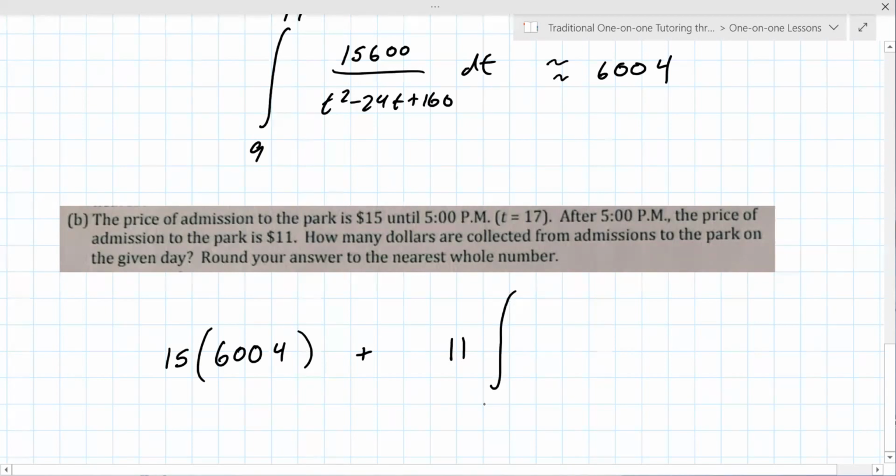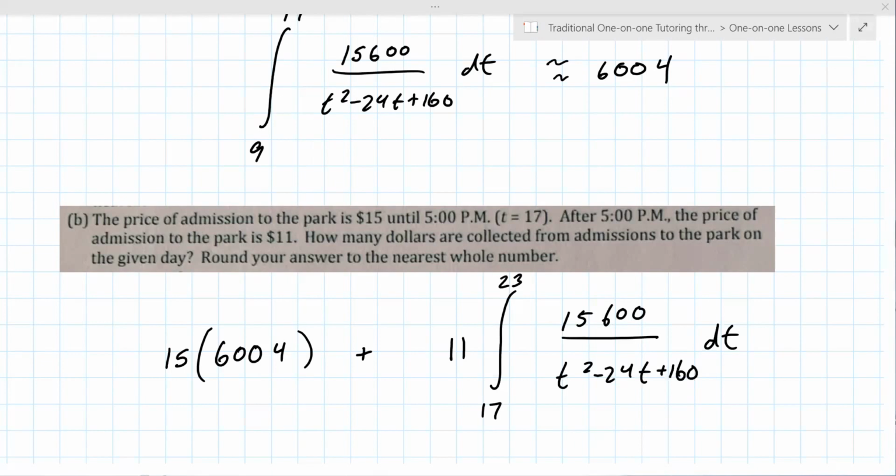So that's from 17 to whenever it closes, and it closes at t equals 23 or 11 p.m. And it's this next part here. Okay. And if you want to grab your calculator and come up with these, I'll get the individual numbers and then you can piece them together if you want to look back at this later.